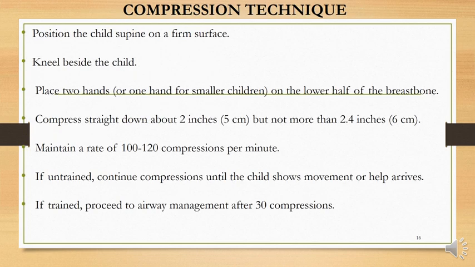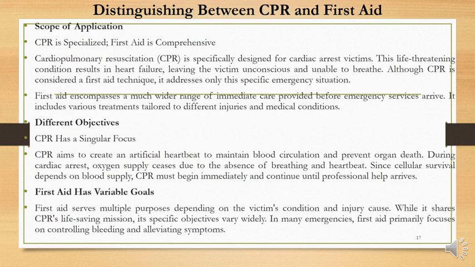So look at the compression techniques being set. Position the child supine on a firm surface and kneel beside the child. Place 2 hands on the lower half of the breastbone. Compress straight down 1 to 2 inches. Maintain a rate of 100 to 120 compressions per minute and so forth.